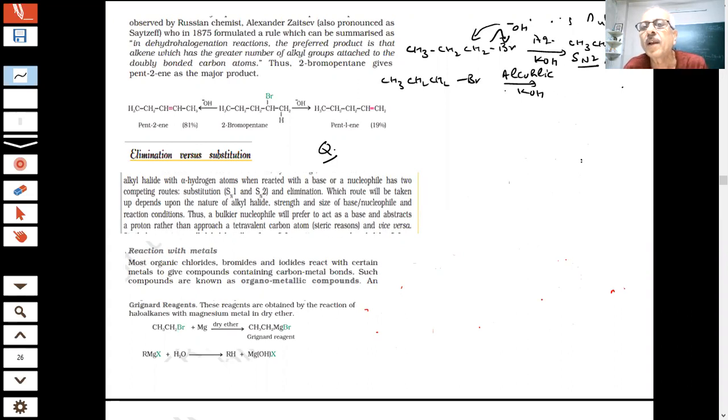When I use alcoholic KOH, students, what is the product? It is not the alcohol now. What is alcoholic KOH? You have C2H5OH and KOH. They will form C2H5O minus K plus. The product here is CH3, where you have, this is my alpha carbon, this is my beta carbon. Okay?